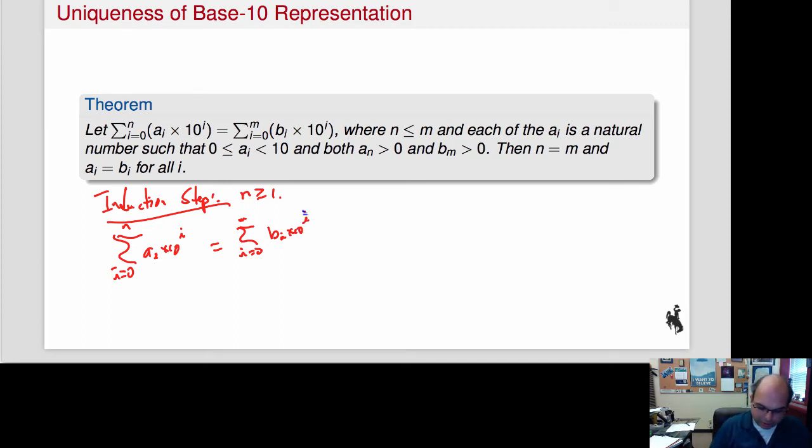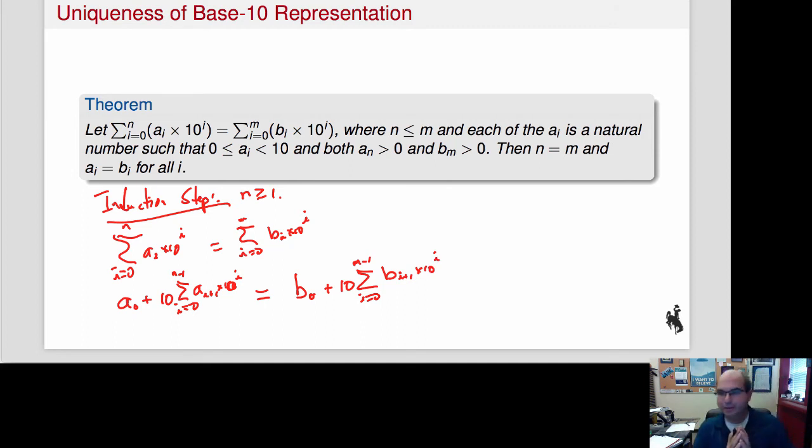So I'm going to go ahead and rewrite this as before. What I'll have is a0 plus 10 times the sum from i equals 0 to n minus 1 of a sub i plus 1 times 10 to the i. That should be equal to b0 plus 10 times the sum from i equals 0 to m minus 1 of b sub i plus 1 times 10 to the i. Okay, that's the same as what we did before.